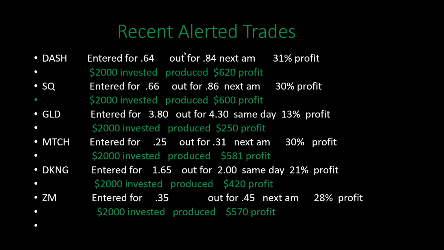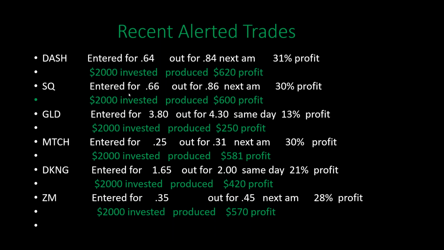And here's some more that I've added recently. Dash in at 64, out at 84, 31% profit. So you can see the range of profits that we take. Listen, we don't get 300, 400, 500% gains on the trades we take. We're looking for 15 to 50 or 60% most of the time on the trades that we take, which is pretty good. If you're hitting 80, 85 or 90% of your trades, that's a pretty nice win rate.